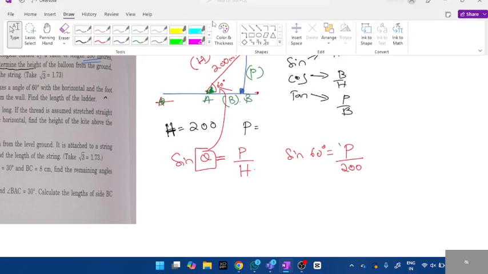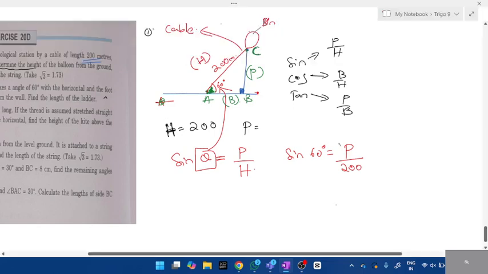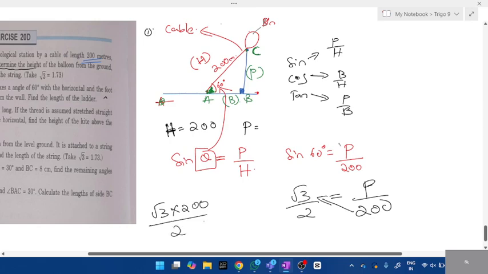What is sine 60, students? The value of sine 60 is root 3 by 2. Root 3 by 2 is equal to P by 200. How will you find the value of P? If you want to find the value of P, 200 will get multiplied. So root 3 into 200 divided by 2.